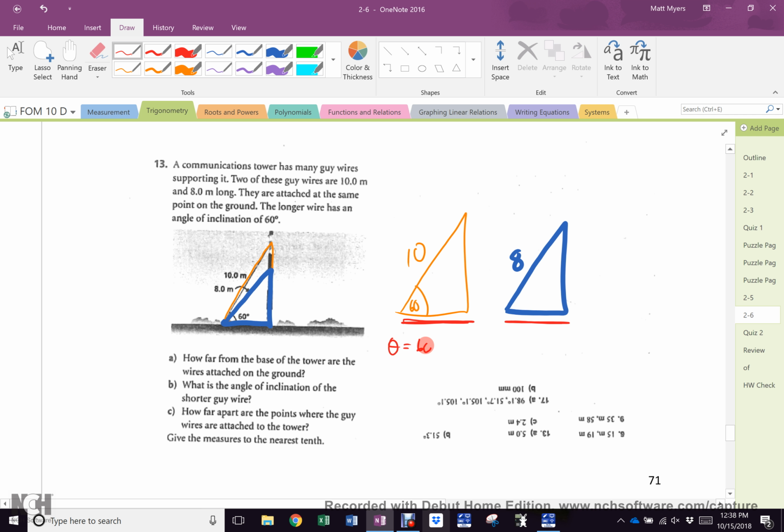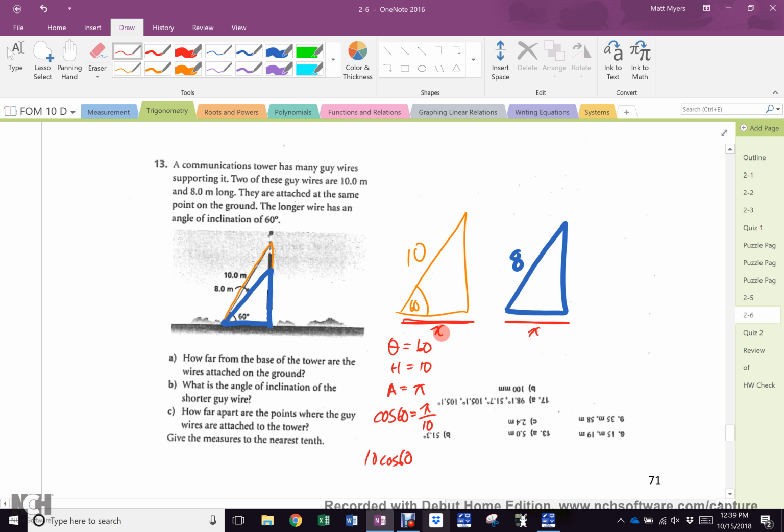Theta is 60, hypotenuse is 10, adjacent is x. Same thing every time. Write your theta, write your knowledge. What is it? Cosine. Cos of 60 is adjacent x over hypotenuse 10. Number on the bottom, same time every time. 10 cos 60. That will get you this. Whatever it is. It's 5. Right? Now you know that's 5.